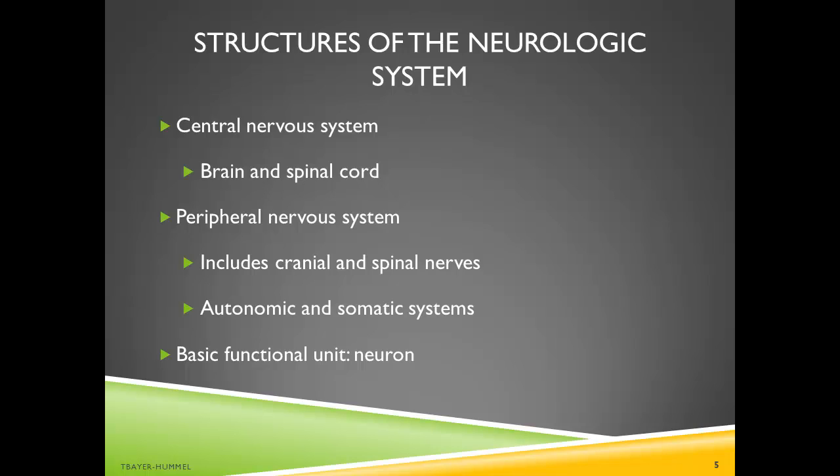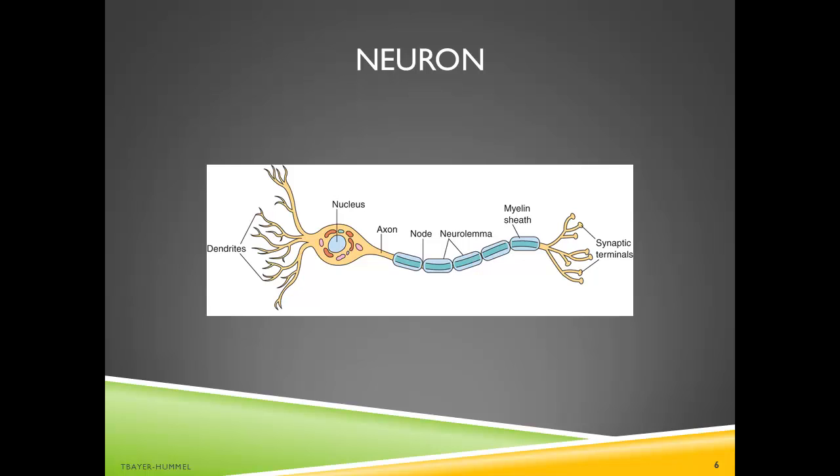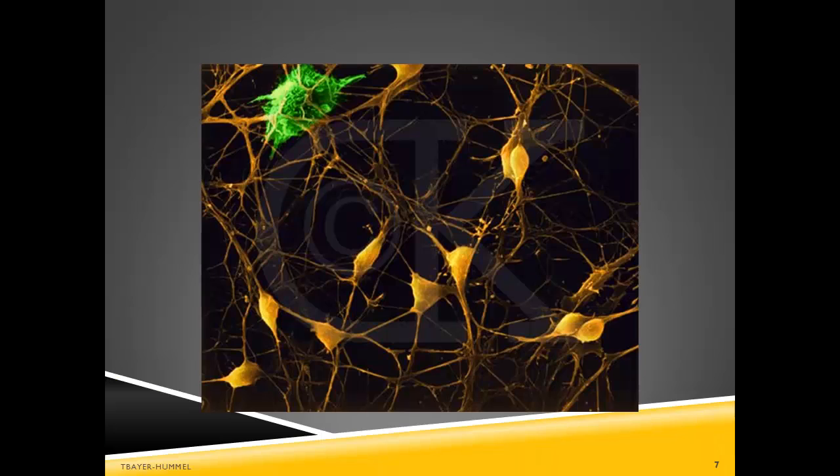The basic functional unit of the neurological system is the neuron. This is a picture of a neuron. See all of its parts: the dendrites, nucleus, axon, the node. The myelin sheath is going to become very important when we discuss multiple sclerosis a little bit later on in the semester, and the synaptic terminals. This is a real-time picture of how the neurons look in our body.